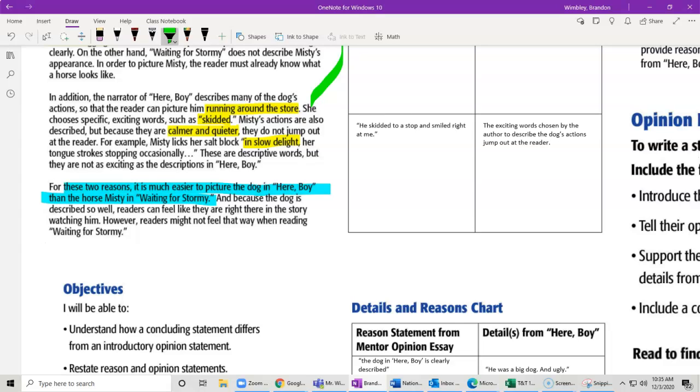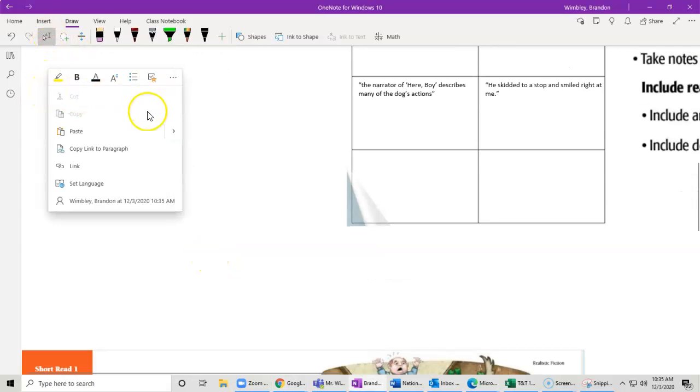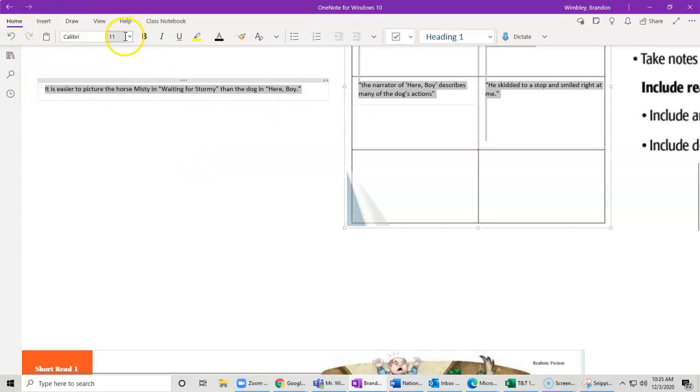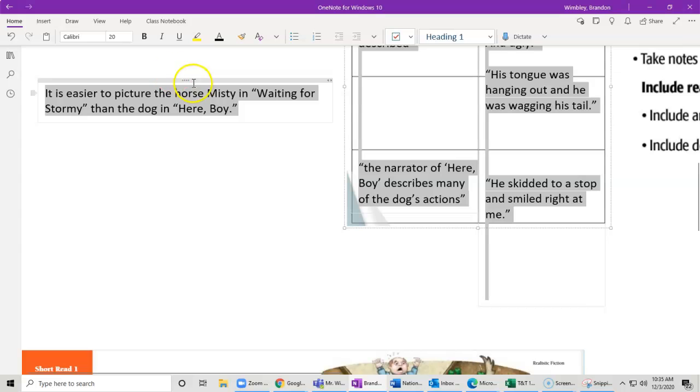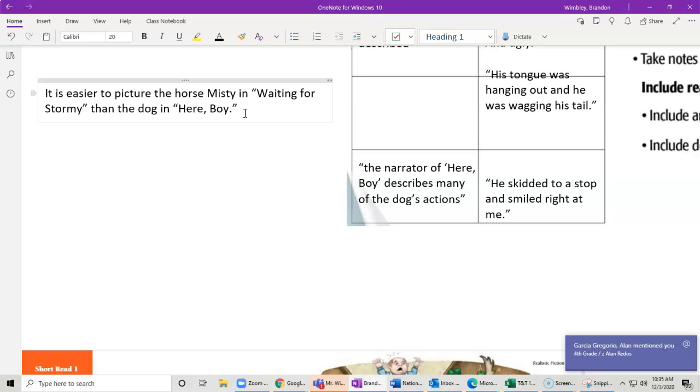So I want to see how can we rephrase this sentence. Because this is my opinion sentence right here. I'm going to put a new one down for us. If this was my opinion sentence right here, and I'll make it bigger: It is easier to picture the horse Misty in Waiting for Stormy than the dog in Here Boy. So if I want to write the opposite and talk about why Misty was easier, how could I do that?